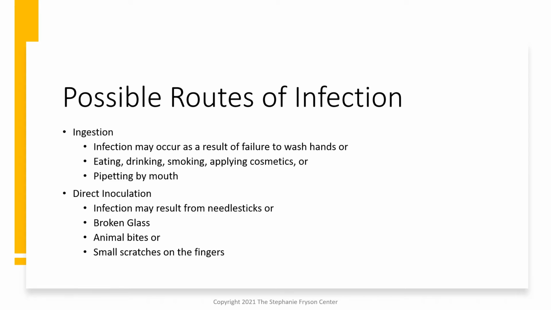The next possible route of infection is direct inoculation. This means you can have a needle stick, or you can have broken glass. Most hospital laboratories do not work with animals, but if you are in a laboratory that works with animals, you can definitely have an animal bite. You can get a scratch on your fingers or a scratch from something. You can have a scratch on your arm or your hand, and then actually that scratch is an open wound. So maybe you don't have it covered and it can become infected.